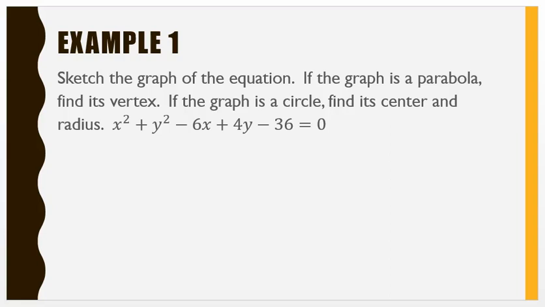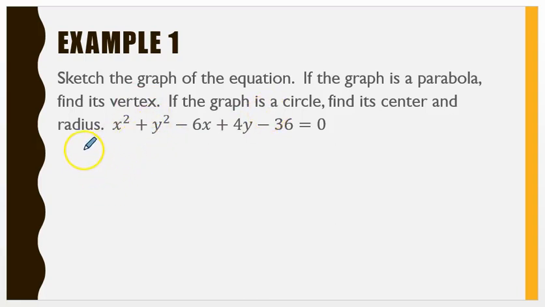Okay, so first we need to identify what kind of shape we have here. Now, since I do see an x squared and a y squared in the equation, I know it can't be a parabola. It has to be a circle. So I can ignore the part that says if it's a parabola, find the vertex. So this one is a circle, but let's go ahead and get it into the standard form first.